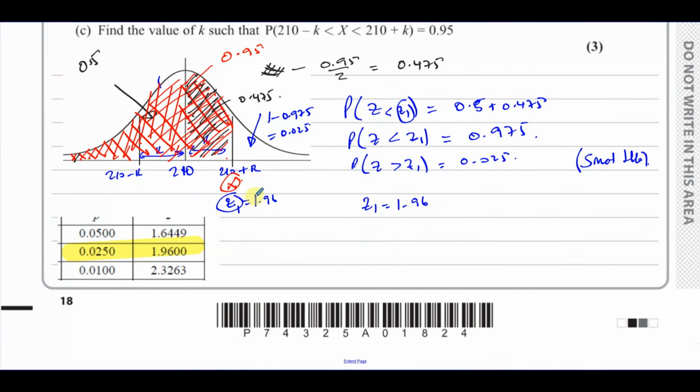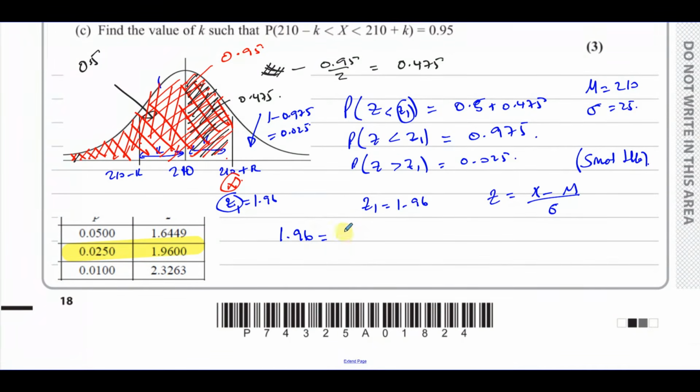So now we want to find what x is. We know that z equals a standardized score, which is z is equal to x minus mu over sigma. Okay, so we know that mu is 210, and we know that sigma is 25, the standard deviation. So we can now use the standard score, which is 1.96, and that's equal to x, which we're trying to find.